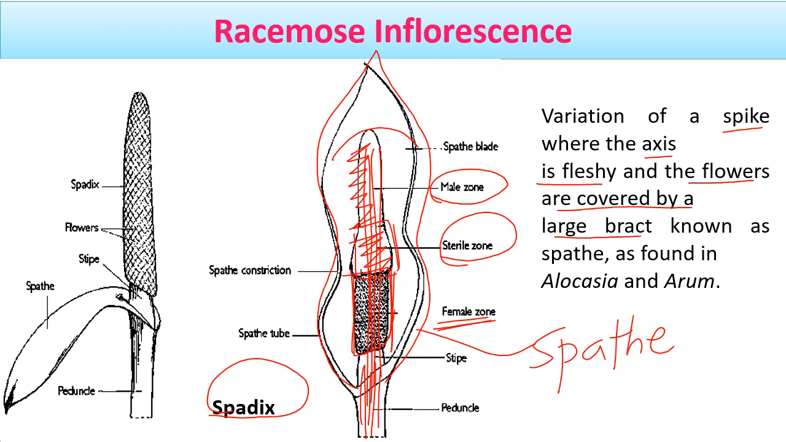This type of inflorescence is called spadix inflorescence, that you can see in Alocasia, Arum, Spathiphyllum, Anthurium. In these kinds of flowers you can see the spadix type of inflorescence.